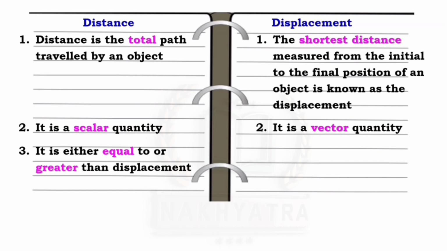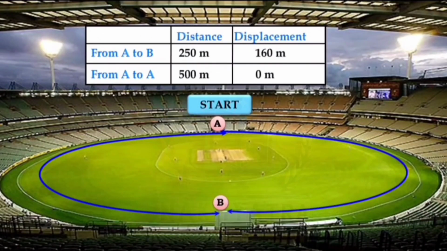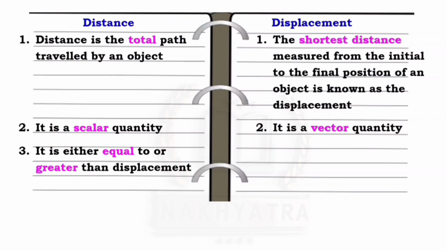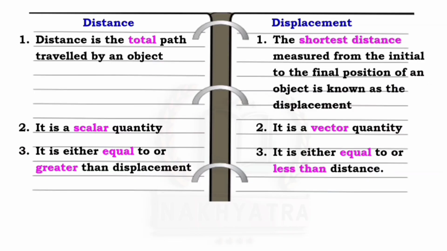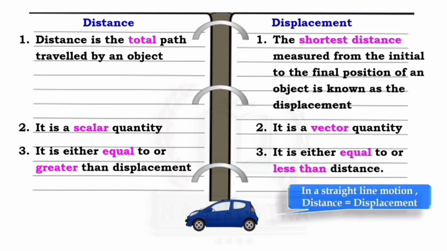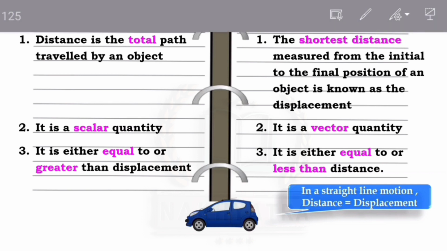Right? Now for distance, it is either equal to or greater than displacement. And in displacement, it is either equal to or less than distance. So see here, in a straight line motion, distance is equal to displacement. Can you see that? Okay.